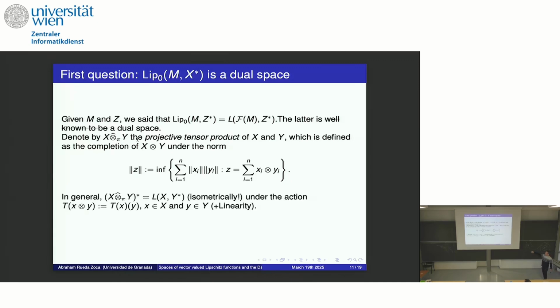It is known that the dual of this projective tensor product is isometrically isomorphic to L(X,Y*), and the action in which a bounded operator acts on an elementary tensor is simply evaluating T of x. It is an element of Y*, so it knows how to act on y. And extend by linearity and continuity, and it is an isometry. And notice that by the very definition, this space is dense in the projective tensor product: the sums of basic tensors are dense.